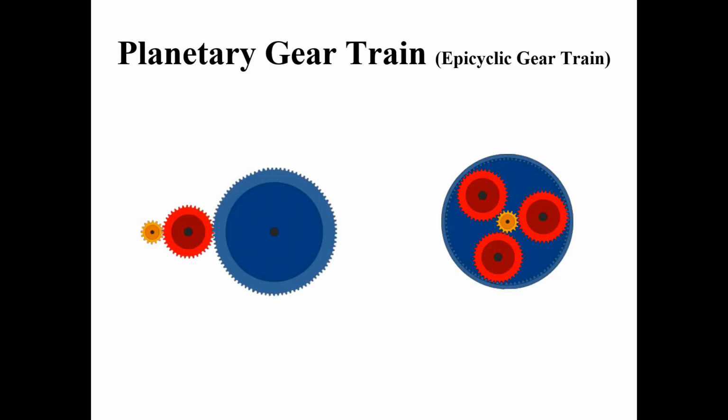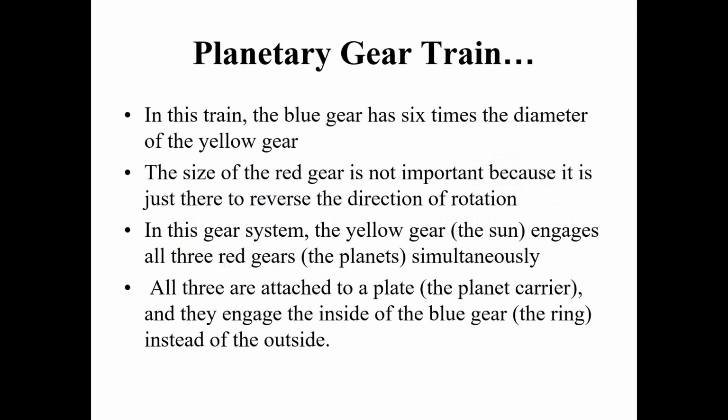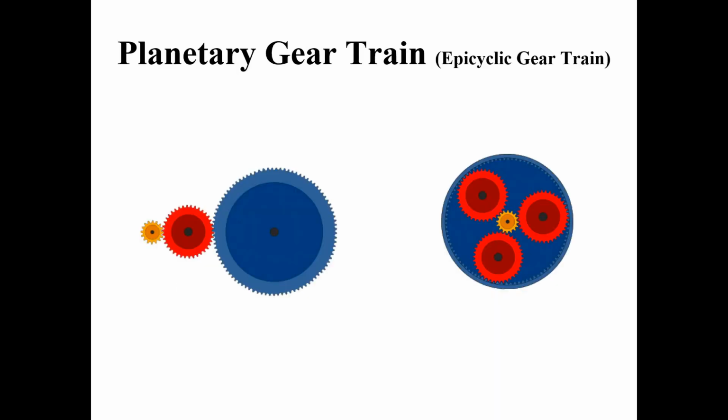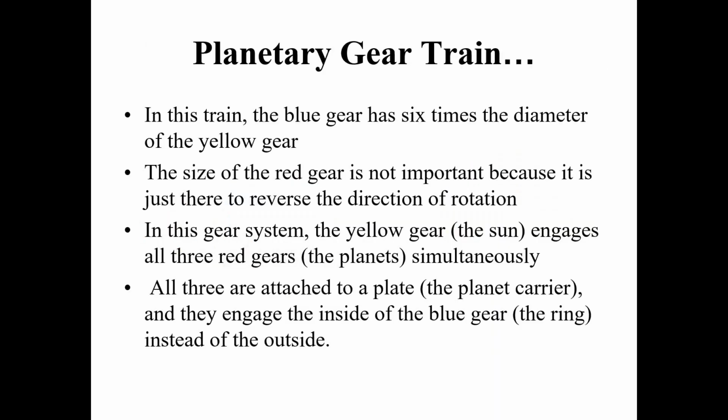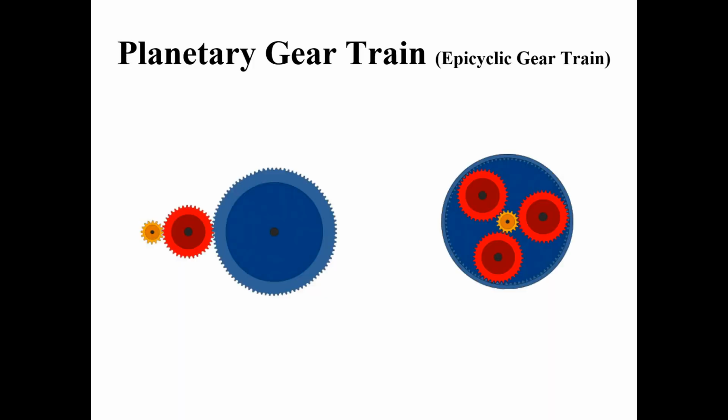Finally, the planetary gear train. In a single system we can have many gears and idler gears also. The size of the red gear is not important because it is an idler gear. In this gear system, the yellow gear, named the sun, engages with all three red gears. All three are attached to a plate and they engage the inside of the blue gear instead of the outside. This is called a planetary gear train.